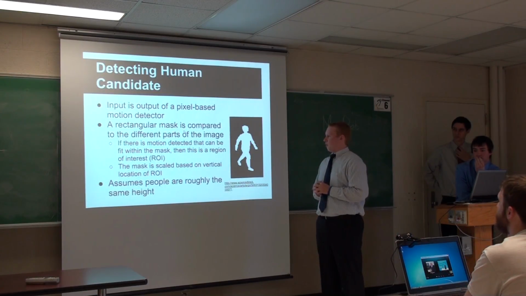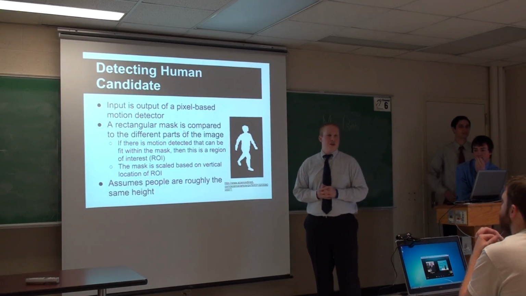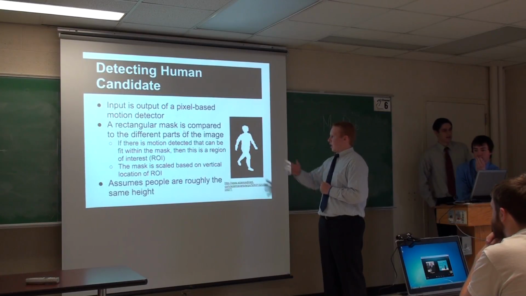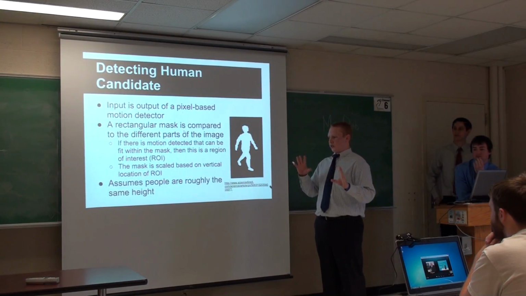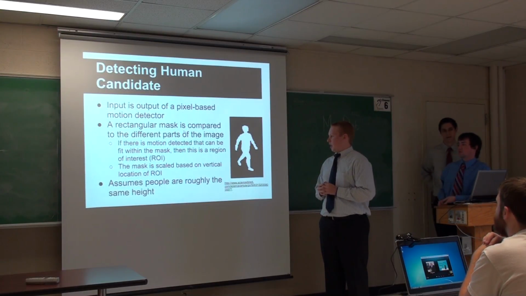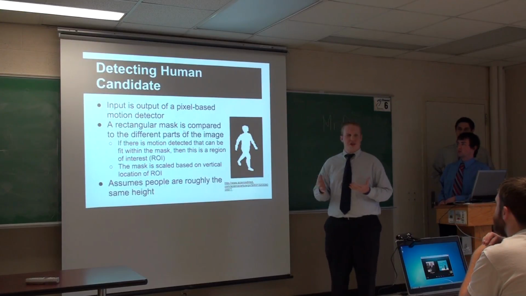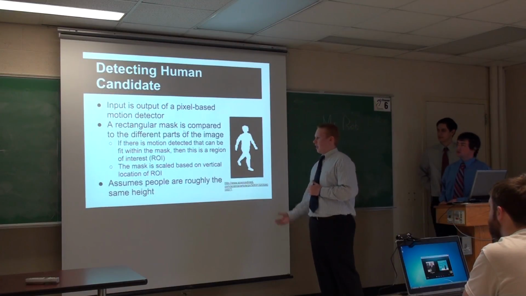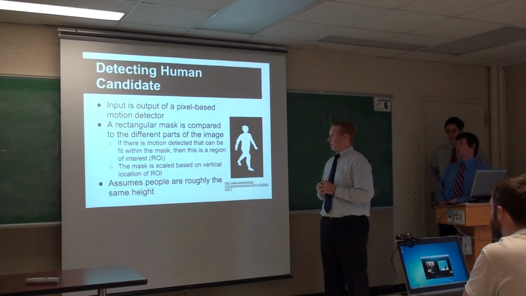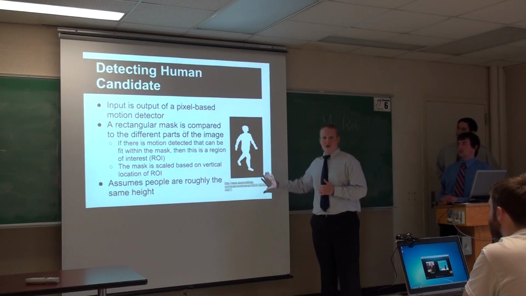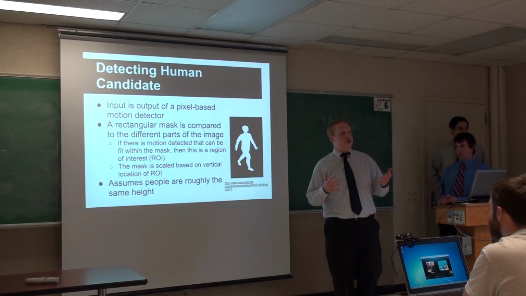Basically, we want to find regions of interest. We're going to call them ROIs. And how we find those, we're going to have a rectangular mask, and we're just going to search the image that this 2D camera is giving us. And if any motion is detected that reasonably fills up that box, kind of like this guy does, then that's going to be passed on. The mask is scalable, so if you have the box at the lower part of the screen it is going to be slightly bigger, because that means the person is closer to the camera.